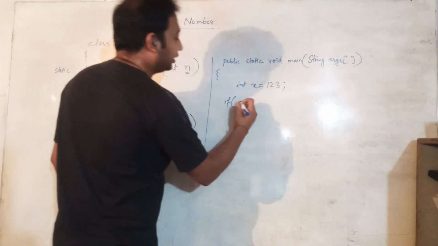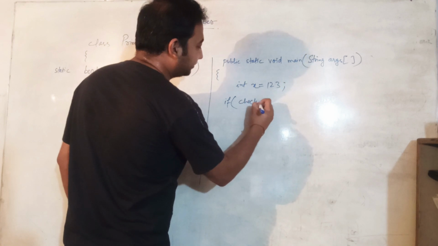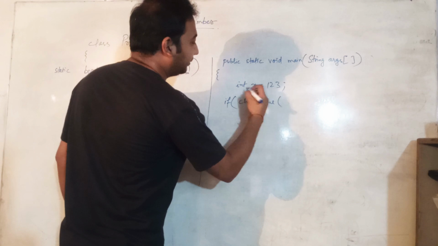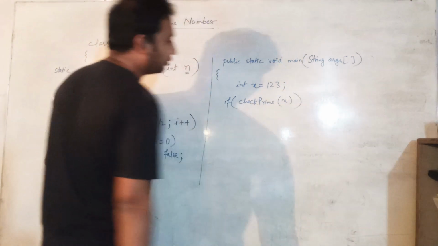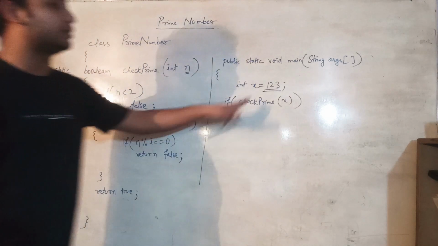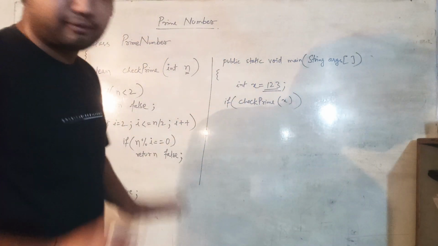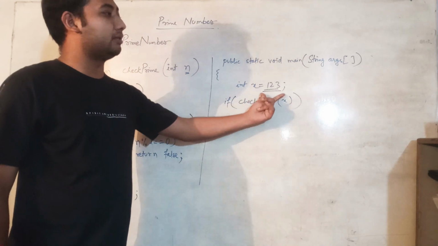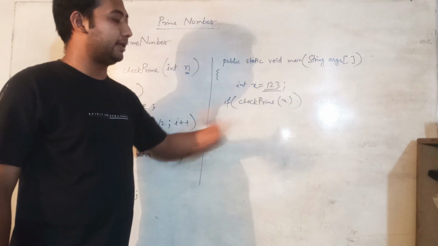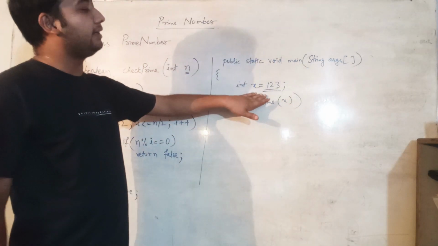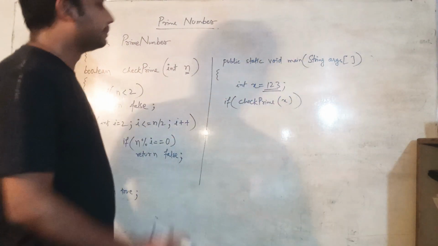Okay, now if checkPrime, this is the function name, and in the parameter I will put this x. You can change this value again and again, and you can take this value from the user also. Very simple. You can use a Scanner class, and by using a scanner here you can take input from the user, and any number you can take.